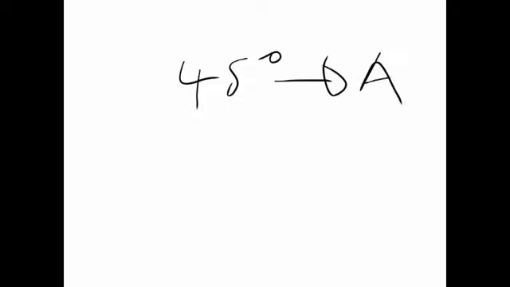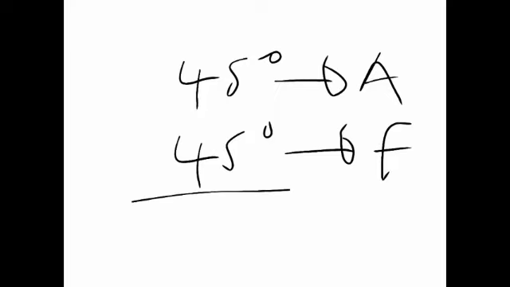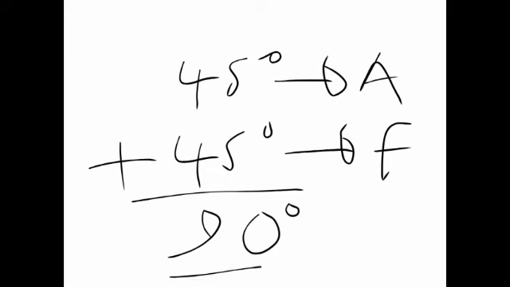Therefore, we can simply say 45 degrees, that is for point A, and 45 degrees, that is for point F. So when I add this, we're basically going to get 90 degrees. That is the difference in latitudes.